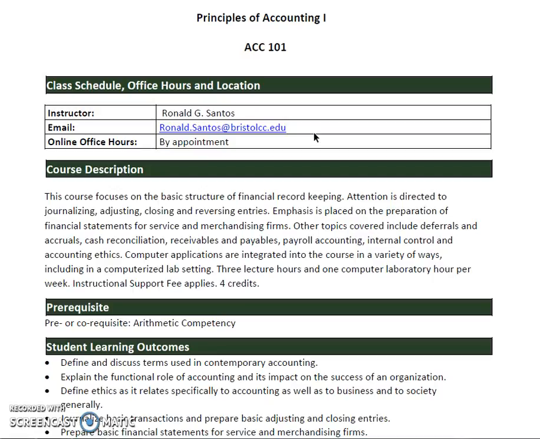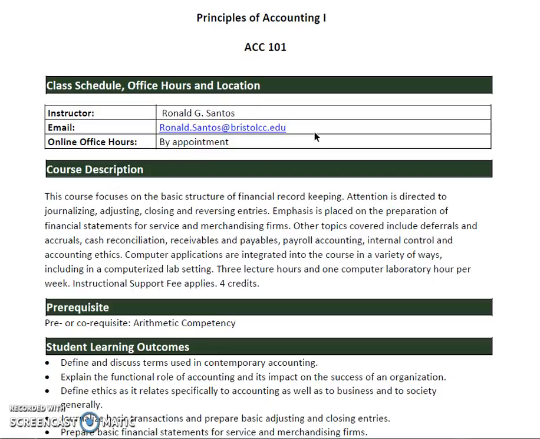This is the course description, which is right out of our catalog. This course focuses on the basic structure of financial record keeping. Attention is directed to journalizing, adjusting, closing, and reversing entries. Emphasis is placed on the preparation of financial statements for service and merchandising firms. Other topics covered include deferrals and accruals, cash reconciliation, receivables and payables, payroll accounting, internal control, and accounting ethics.